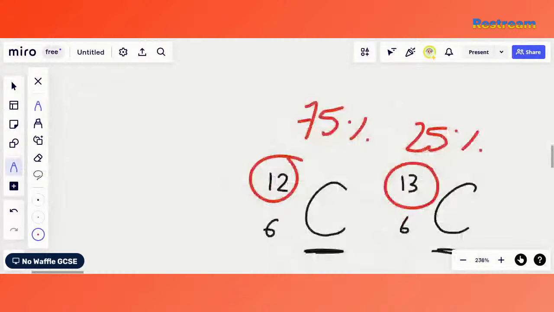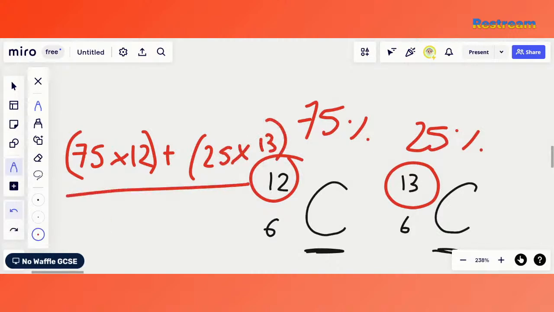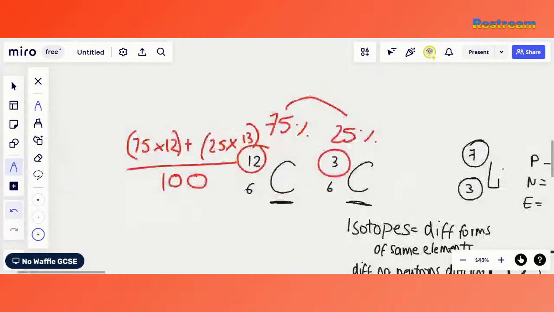So what you do is you times the abundance, which is 75, by the mass number, which is 12, and you add this to the abundance of the other one, so 25 times 13, and you divide the entire thing by the sum of the abundances, which should always equal 100, so 75 plus 25 is 100, and then you should get the intermediary value, what should be in the middle. Okay, so that's enough of that.